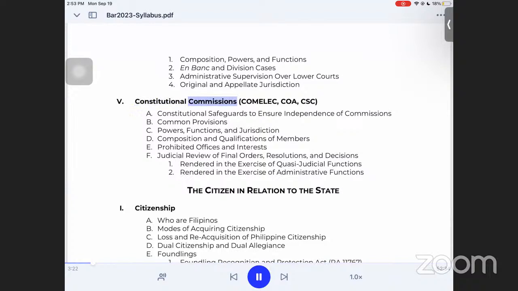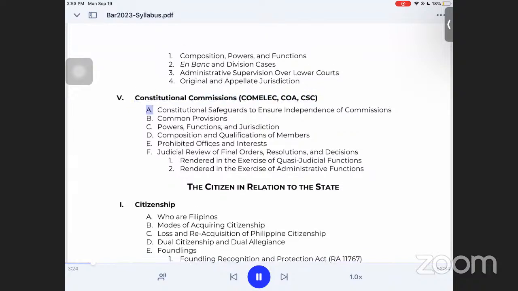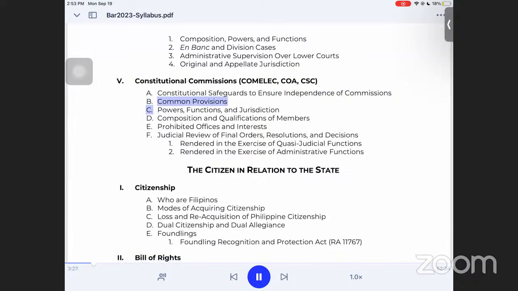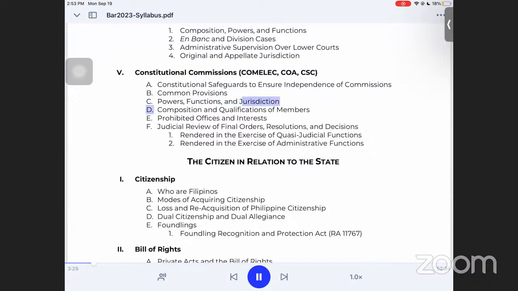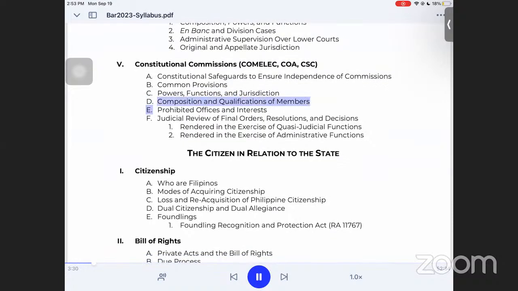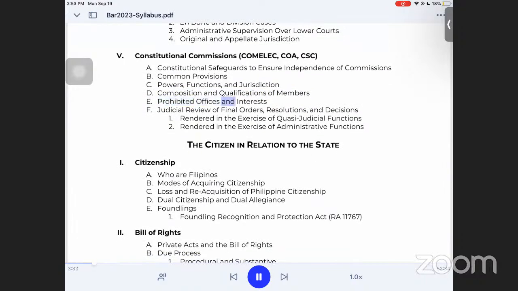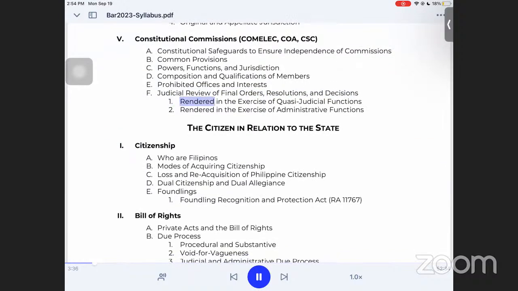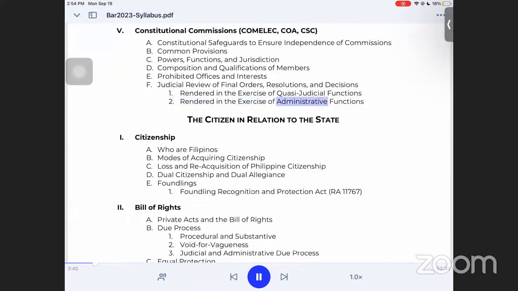V. Constitutional Commissions: COMELEC, COA, CSC. A. Constitutional safeguards to ensure independence of commissions. B. Common provisions. C. Powers, functions, and jurisdiction. D. Composition and qualifications of members. E. Prohibited offices and interests. F. Judicial review of final orders, resolutions, and decisions. 1. Rendered in the exercise of quasi-judicial functions. 2. Rendered in the exercise of administrative functions.